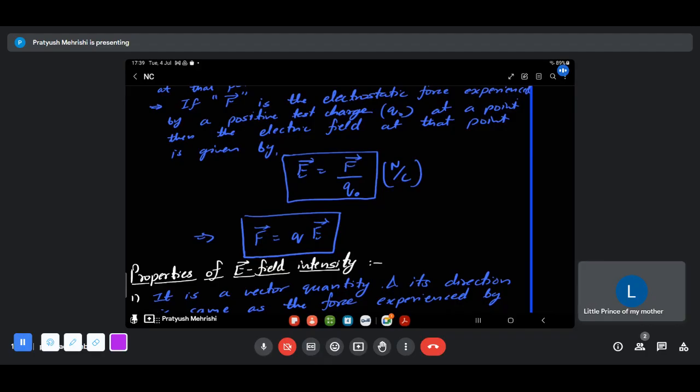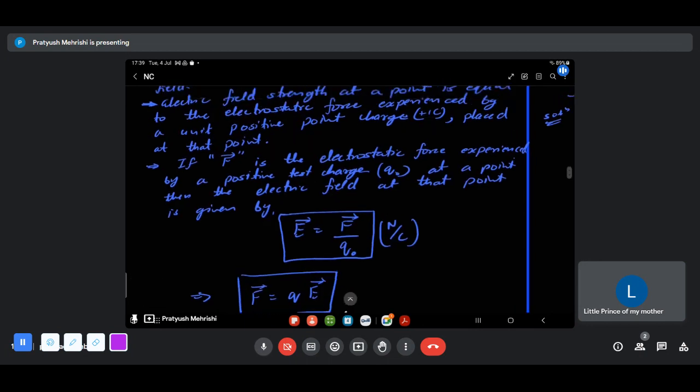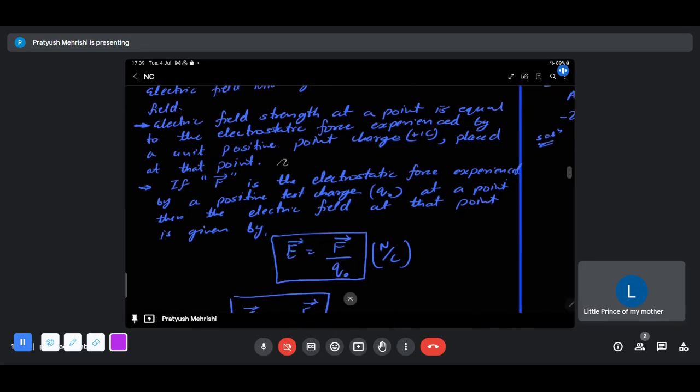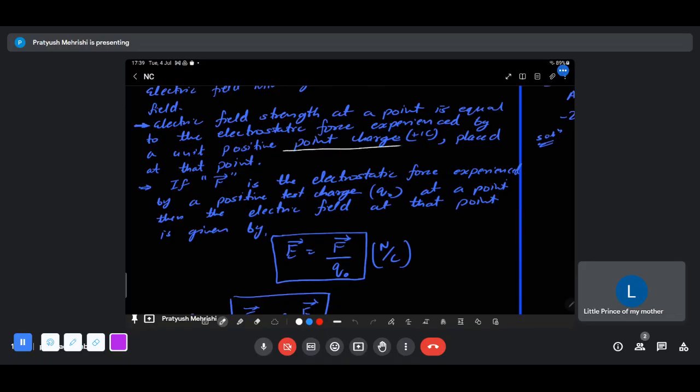See the definition of electric field density. Are you writing it down? Electric field strength at a point is the force experienced by a unit positive charge at that point.